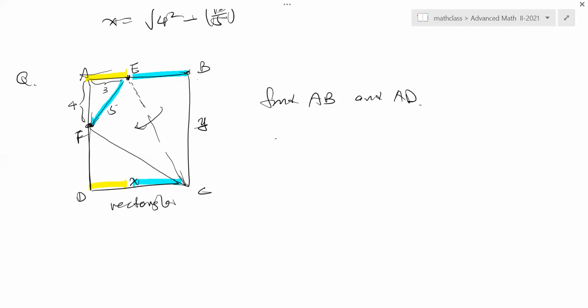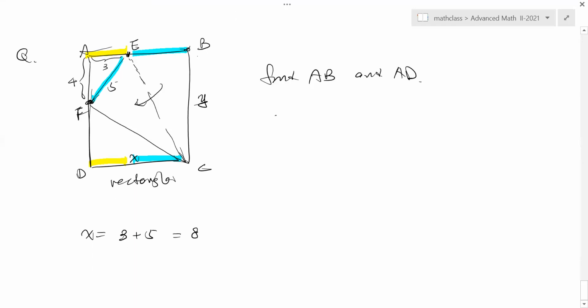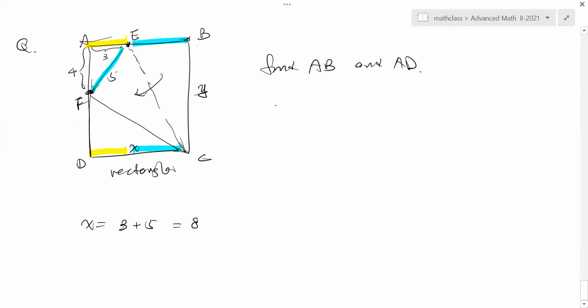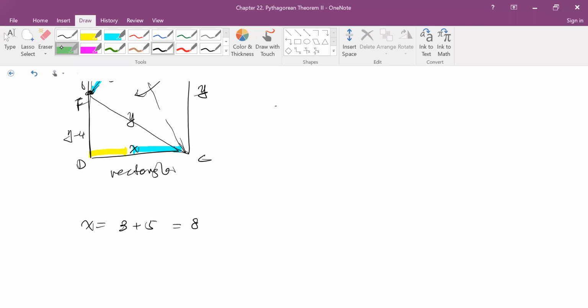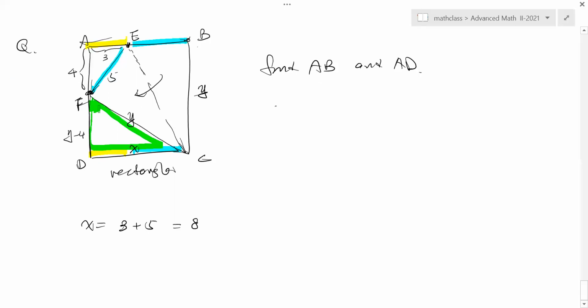Okay, let's finish this problem. So clearly, X is going to be 3 plus 5, which is 8. Now, the question is, how can I get Y? You have to apply the Pythagorean theorem to some triangles. If this side is Y, this side is also Y, because the two triangles are congruent. And this side will be Y minus 4. Great. So now we apply the Pythagorean theorem to this triangle.